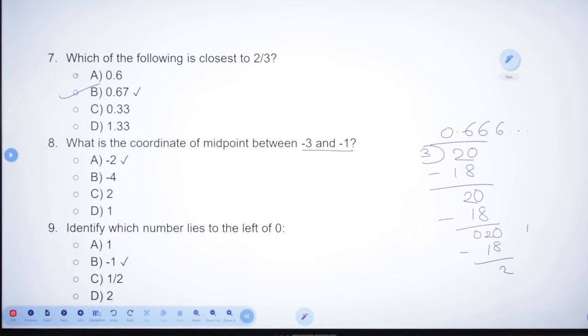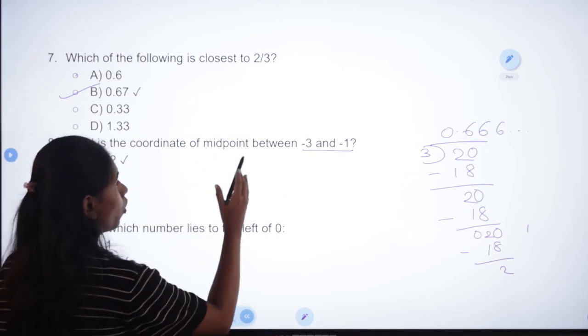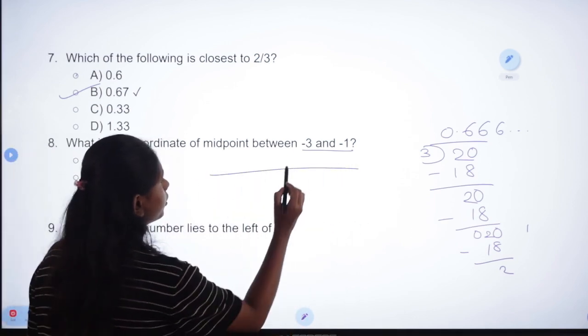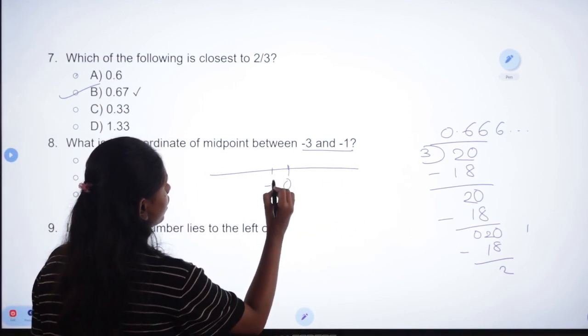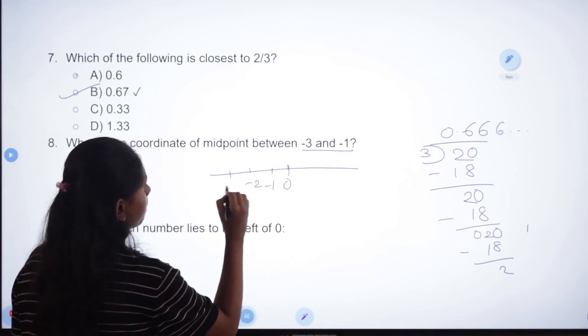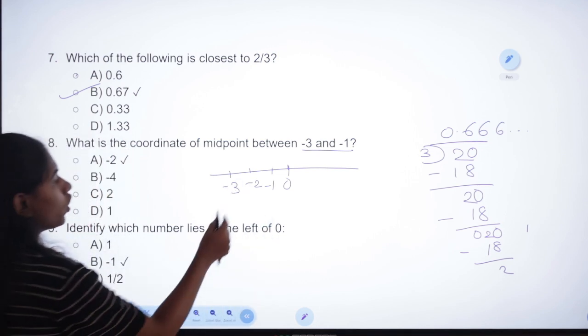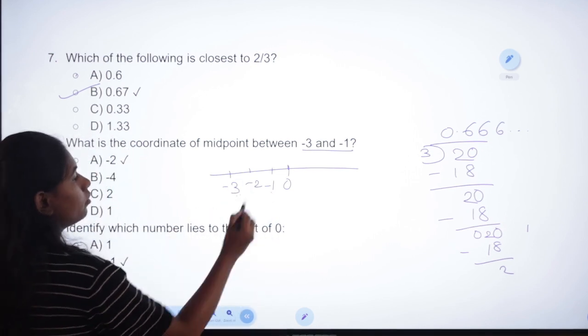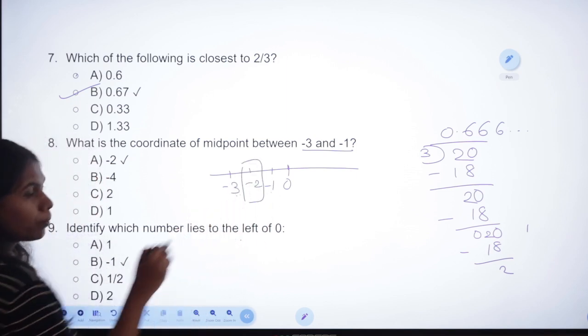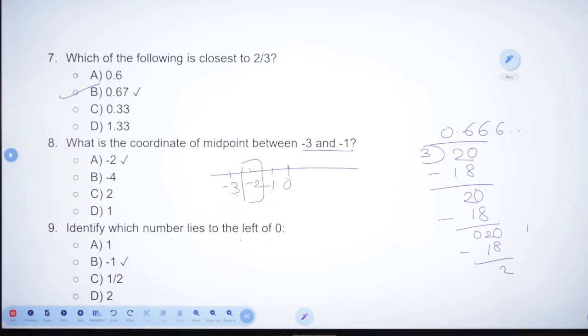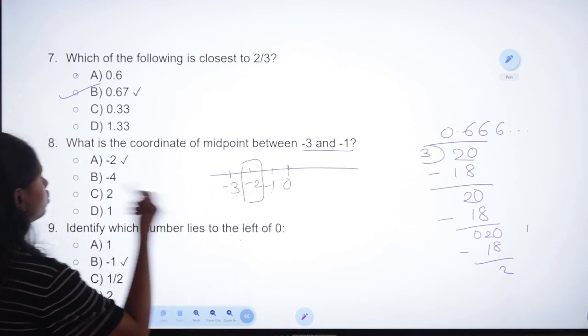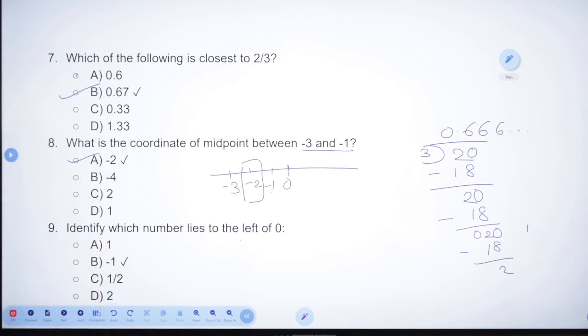Then next, what is the coordinate of the midpoint between 3 and -1? So 0, -1, -2, -3. Which is the midpoint? For the coordinates 3 and -1, what is meant by midpoint? The point which is in the middle. So it is -2. So option A is your correct answer.